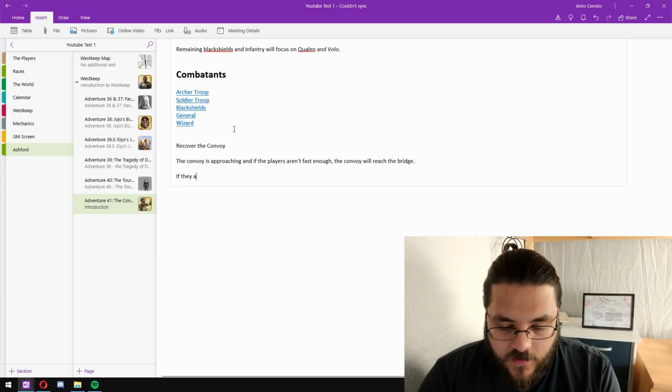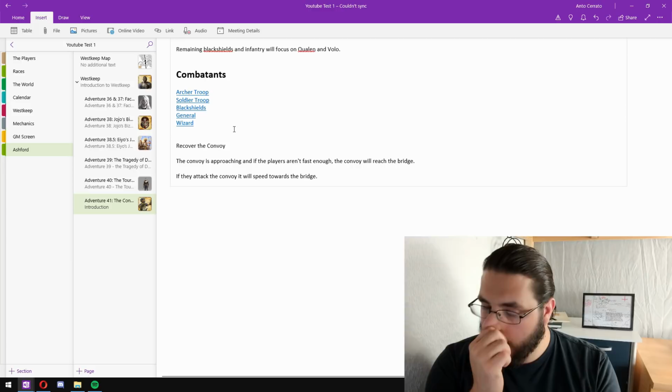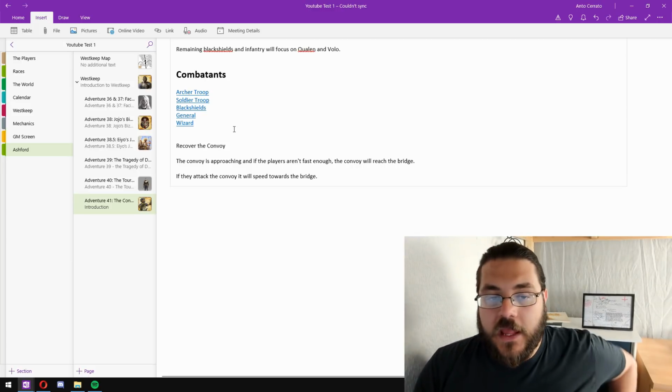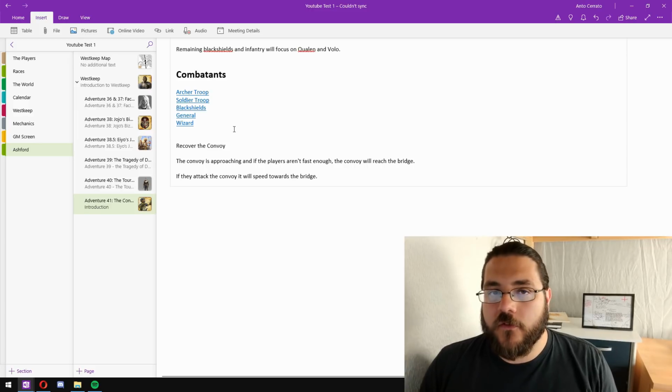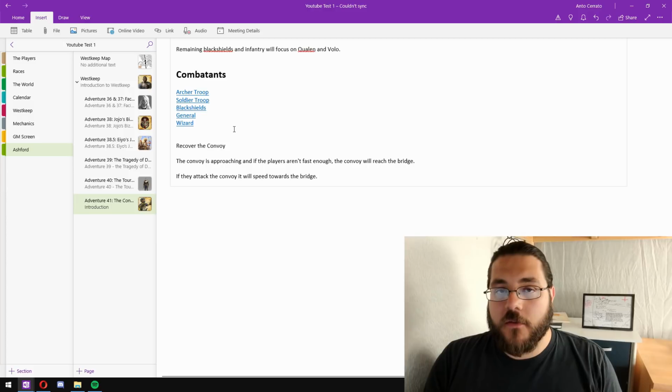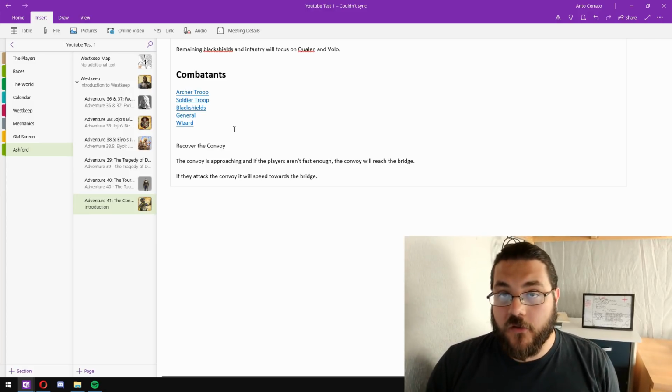If they attack the convoy, it will speed towards the bridge, which means that if they want to set up an ambush for the convoy without dealing with the forces on the bridge, the convoy will make a break for the bridge, sound a horn, something, and they'll have to deal with enemies on both sides.